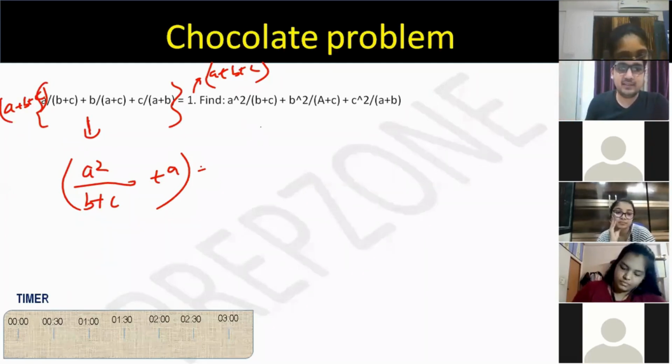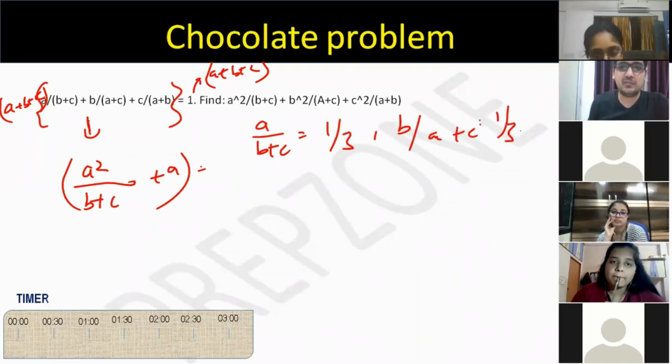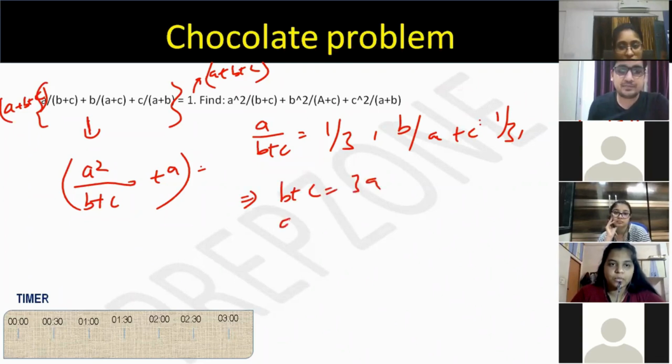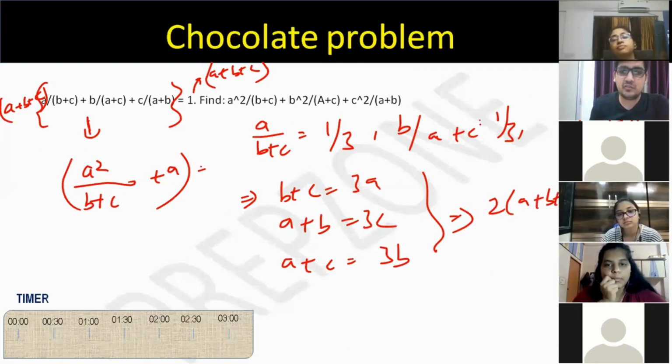So you can say a upon b plus c should be equal to 1 by 3. b upon a plus c should be equal to 1 by 3. And c upon a plus b should be equal to 1 by 3, because it has to be a symmetrical equation. So if you solve this, you get b plus c equals 3a, a plus b equals 3c, and a plus c equals 3b, right? If you just add these three, you get twice of a plus b plus c equals thrice of a plus b plus c, which means a plus b plus c should be equal to 0.